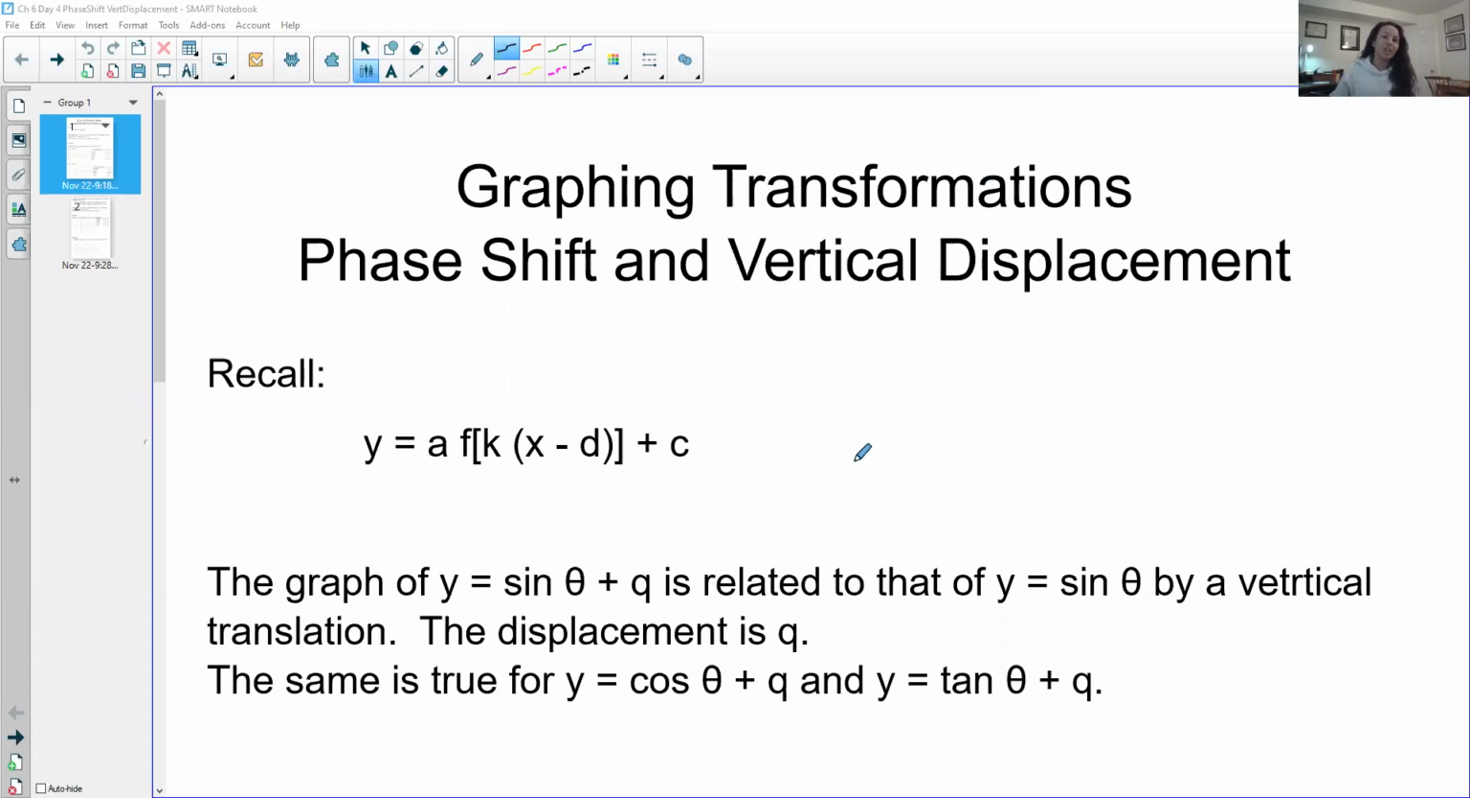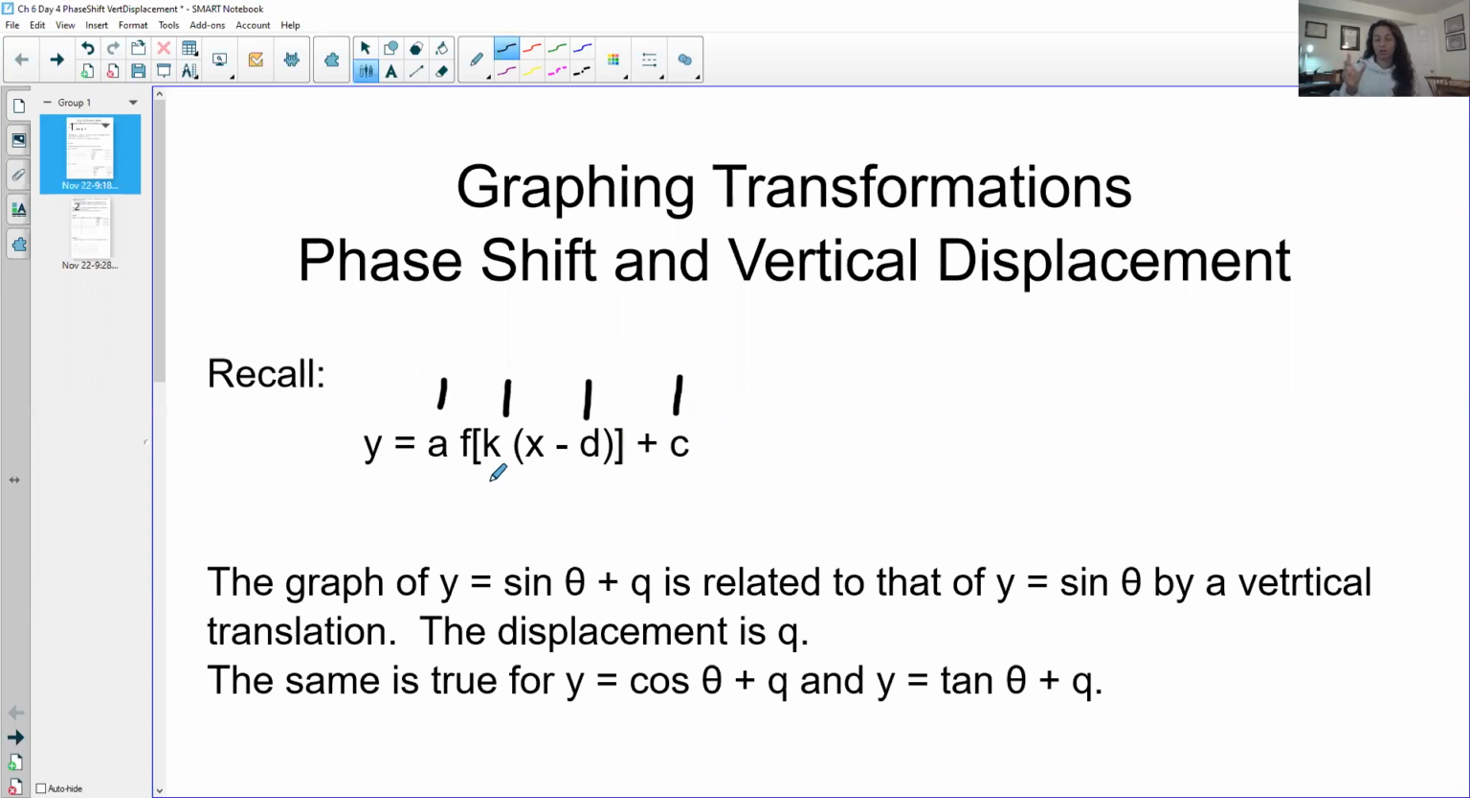So go back to chapter 1. Hopefully this equation here looks familiar. Any function can be described by a set of transformations, right? The C value will take your function and move it up or down. The D value will translate it or shift it left and right. The A value is the vertical stretch or compression. It is also a reflection through the x-axis, which means an up and down reflection. The K value is a left and right reflection, or a horizontal reflection through the y-axis, as well as a compression or stretch.